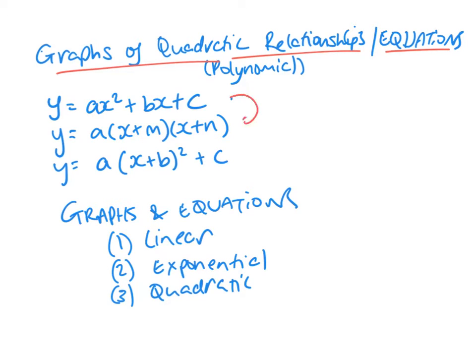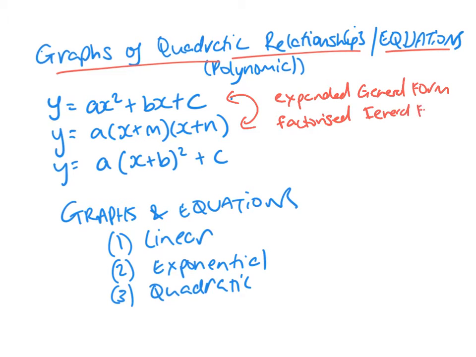So going from expanded form, which is this first one here, this is the expanded general form, which is just a way of encompassing all the equations, and then you've been going out to factorized form, where you put the equation into brackets. That's the factorized general form. And you will see in this one here, which is like a partially factorized.